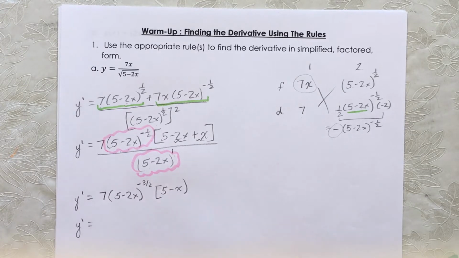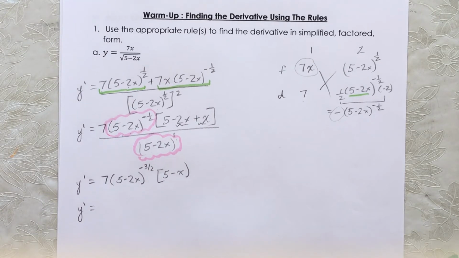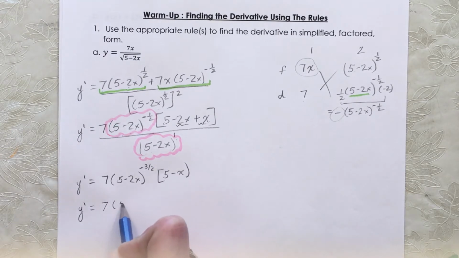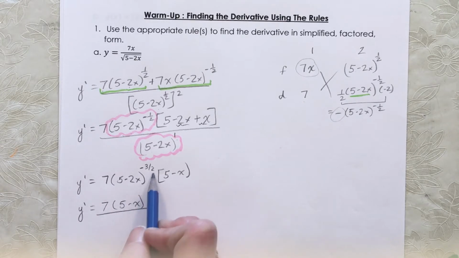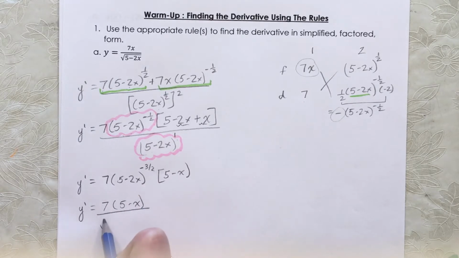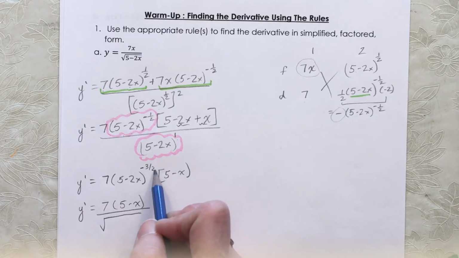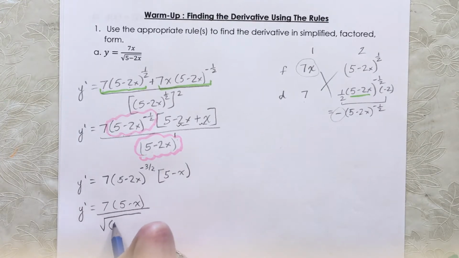But then to write it without negative exponents and in radicals, the 7 stays in the numerator, same with the 5 minus x. And then in the denominator, the bottom means square root, because it's the root number. Square root is with a 2 in the bottom, of (5 minus 2x) all cubed, like that. So that would be simplified factored form.